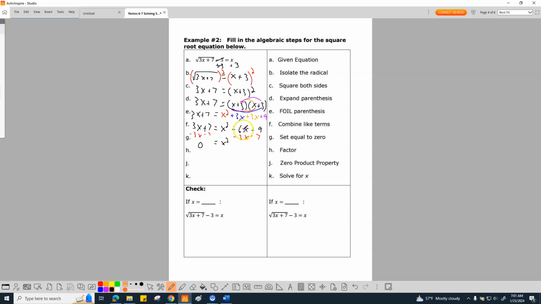And then 6 minus 3 is positive 3x. And then 9 minus 7 is positive 2. Now it wants me to factor this. So factor what? It wants to factor x squared plus 3x plus 2.